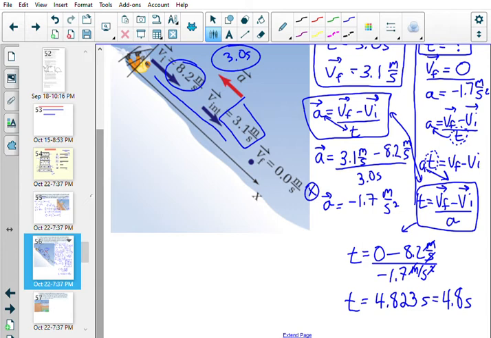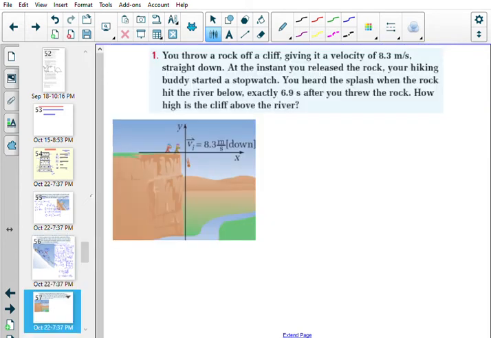So now the last one that we have is you're with your friend, you throw a rock off a cliff, but you don't throw it out on an angle, because that's a whole different set of physics in this question. You instead throw it straight downward. So the rock you're throwing is downward, and you give it this velocity down, 8.3 meters per second.